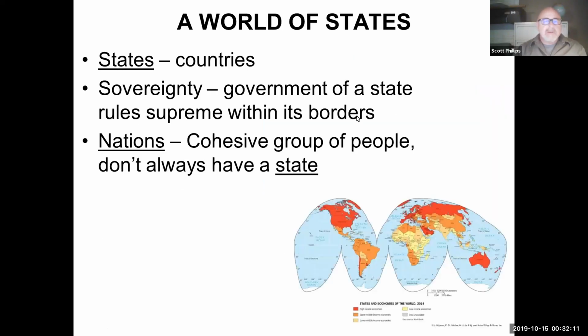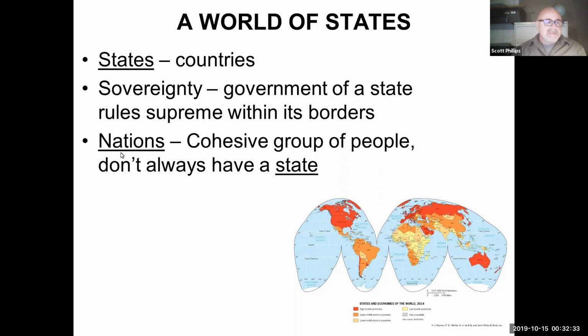The next thing I want to talk about is some political geography in this realm, and just a refresher on some terminology. What we call countries, these are states. States mean places with sovereignty or political control, boundaries, and so on. So the United States is actually a state. Russia is a state.